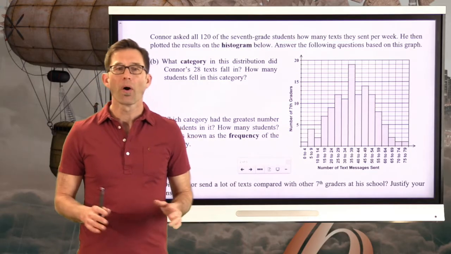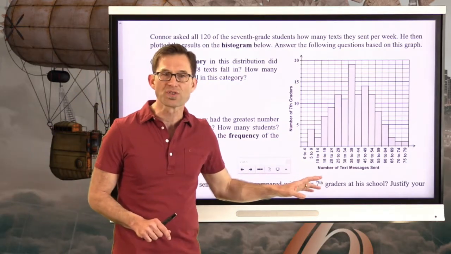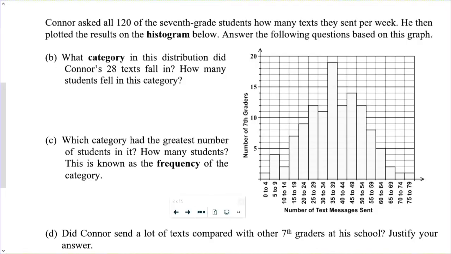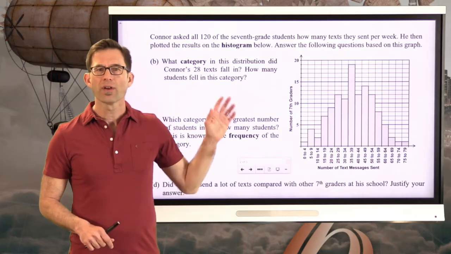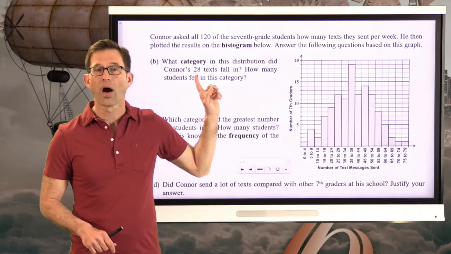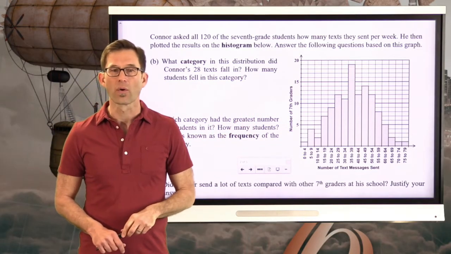A bar chart always arranges the data in categories. For instance, on this one, the first category goes 0 to 4 texts. The next category goes 5 to 9. The one after that, 10 to 14 texts, 15 to 19 texts, etc. The height of the bar literally tells us how many students, or how many of our subjects, fell into that category. So what I'd like you to do is pause the video now and figure out which of the categories Connor's 28 texts fell in and how many students fell in this category.